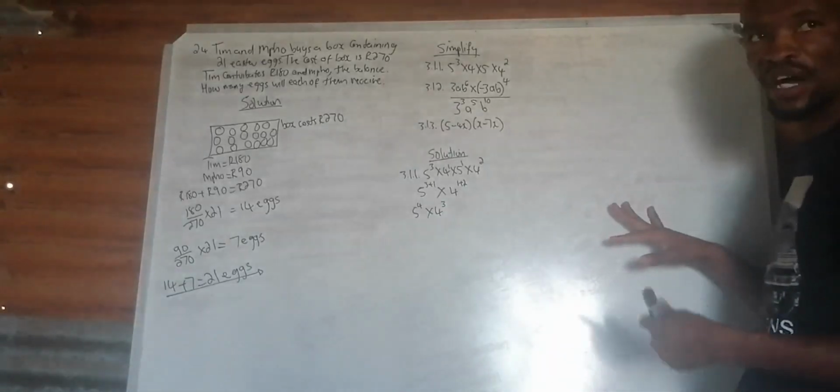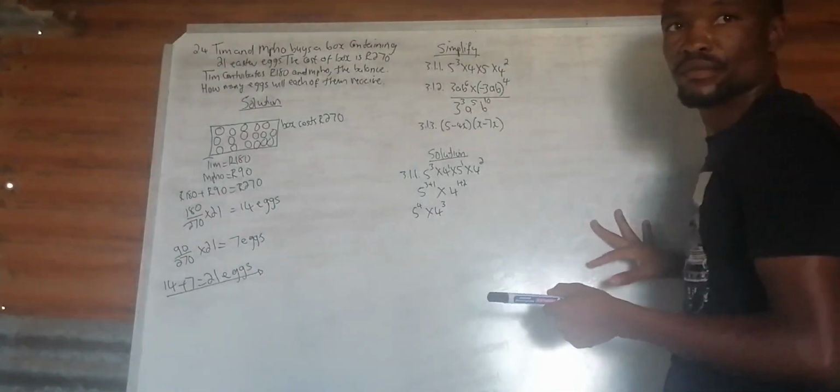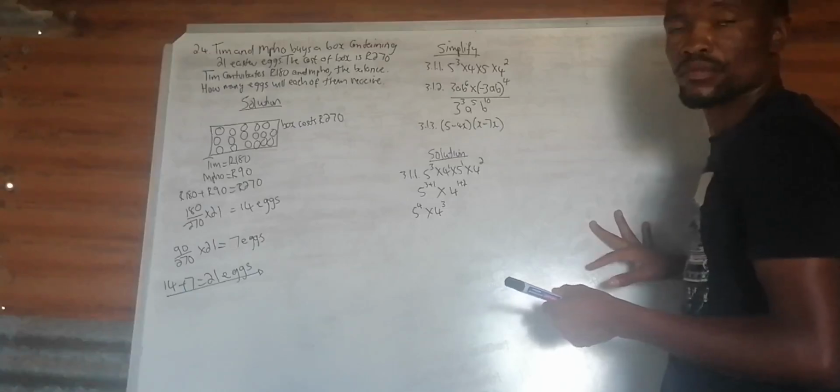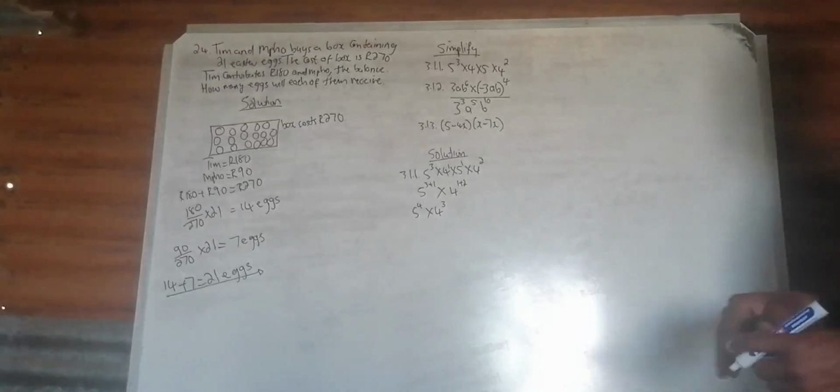Remember, we just simplify. Multiply: 5 exponent 4 times 4 exponent 3.